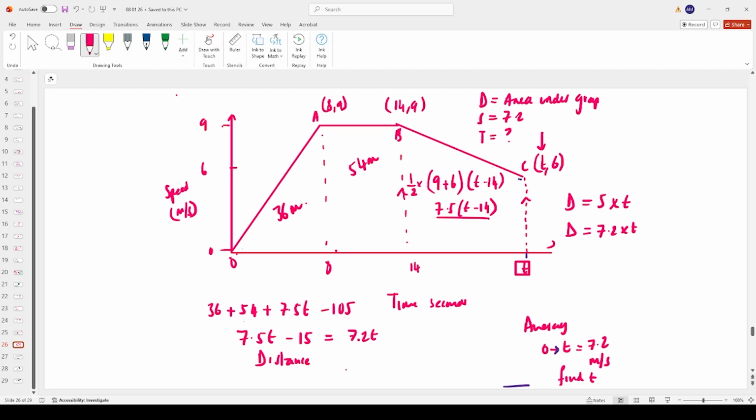So what's that? Bring that in. 0.3 t equals 15. So t equals 15 divided by 0.3. What's that then? 150 divided by 3. 50. So t is 50. Right? No, that's too easy. That doesn't make sense. No, that is it. It can't be anything else.